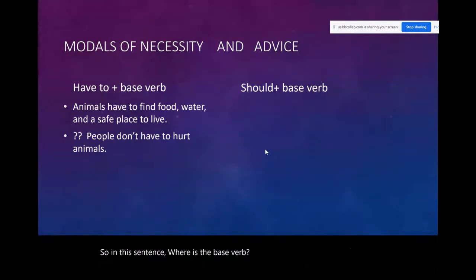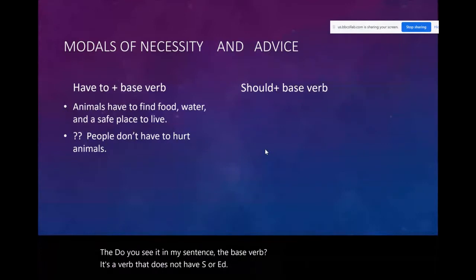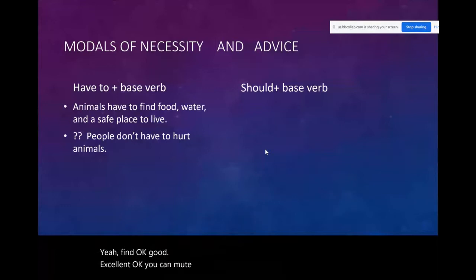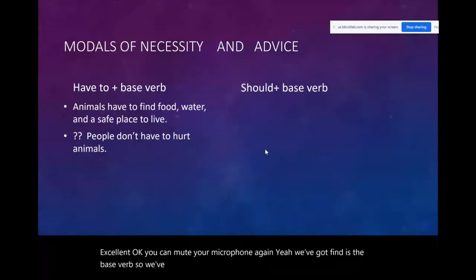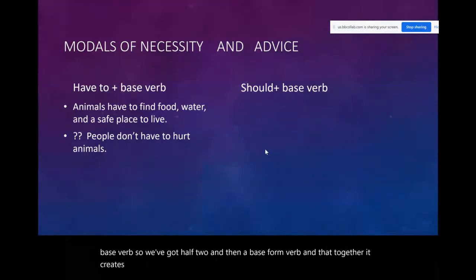Do you see it in my sentence? The base verb. It's a verb that does not have s or ing or ed. Yeah, find. Okay, good. Excellent. Okay, you can mute your microphone again. Yeah, we've got find is the base verb. So we've got have to and then a base form verb. And that together, it creates necessity, the meaning of necessity. Very important. Okay, what about my second sentence with the question marks?